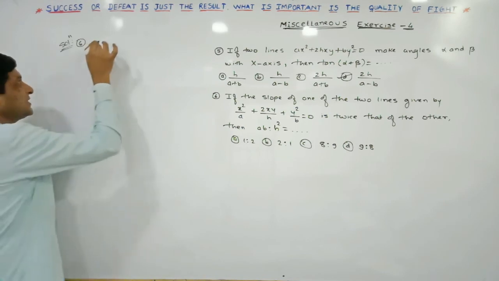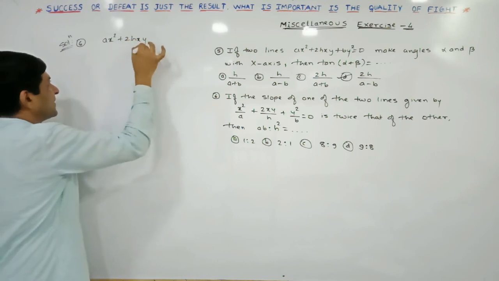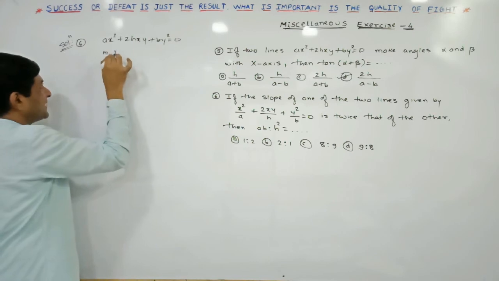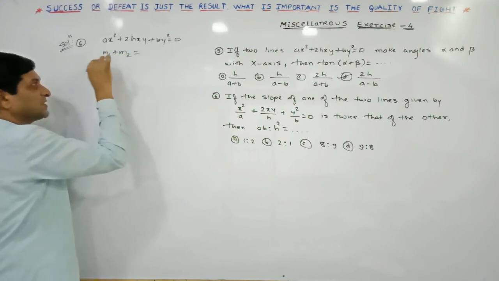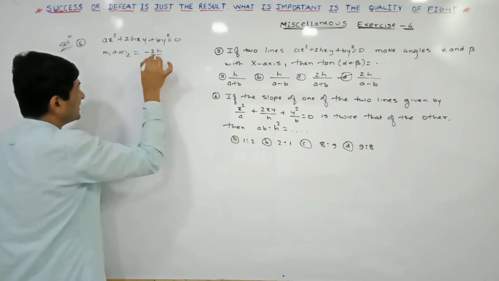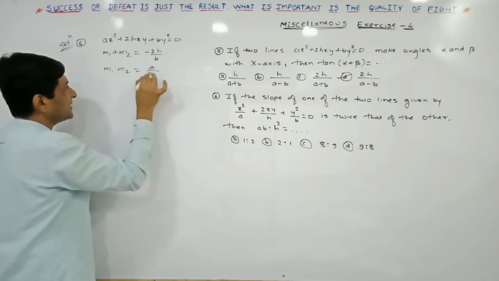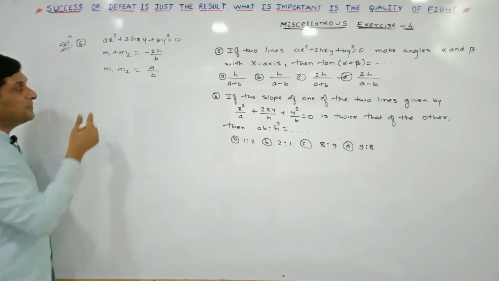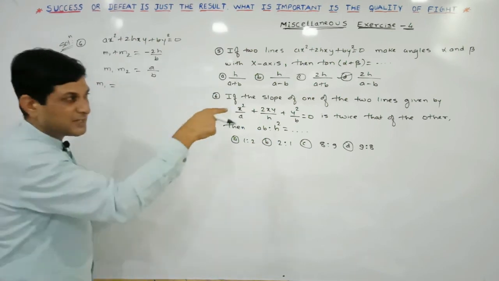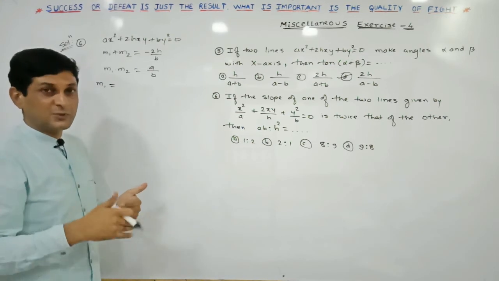We know that a homogeneous equation in standard form can be written as ax square plus 2hxy plus by square is equal to 0. If the slopes of the lines represented by this homogeneous equation are denoted by m1 and m2, then m1 plus m2 is equal to minus 2h upon b, and the product of slopes, m1 into m2, is equal to a upon b. Now, the condition here is that the slope of one line is twice the other. Sometimes the question may say the slope of one line is 3 times or 4 times.